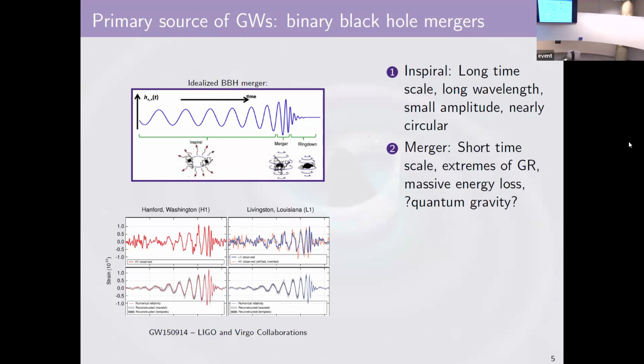Merger is a very short time scale effect. This is where you run into things that are extremes of GR. Most of the energy is lost in this region. And this is the really hard thing to touch with any sort of perturbation theory. The horizons you're touching, you get extremely model dependent. If you want modified theories of gravity, if you want things involving quantum gravity, don't touch this with perturbation theory. This is very much in the realm of numerics for now.